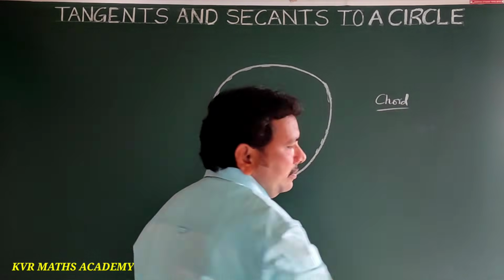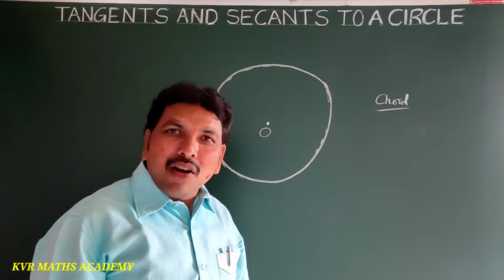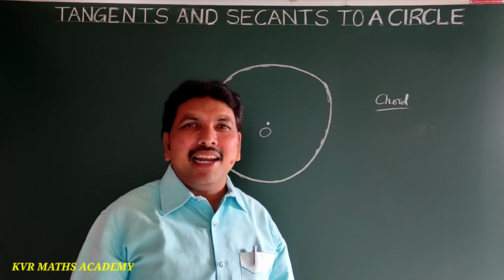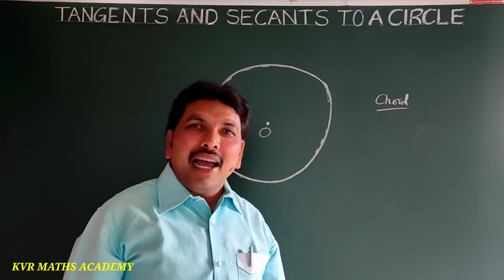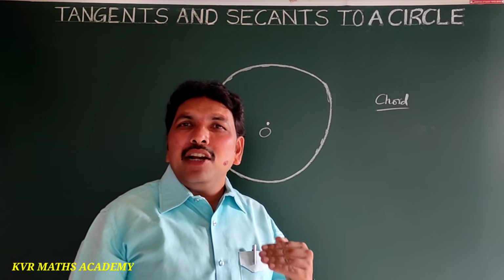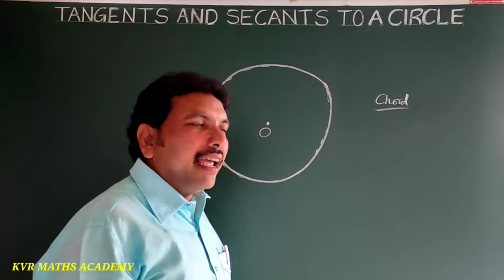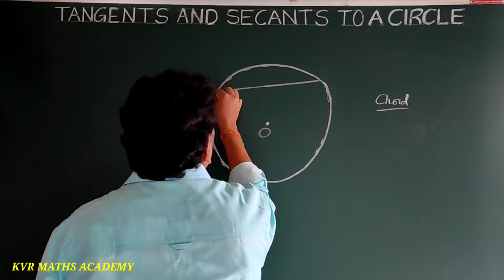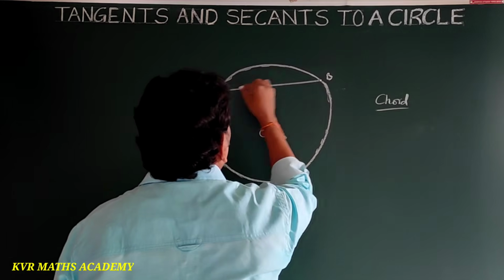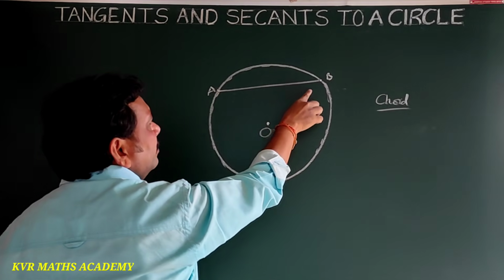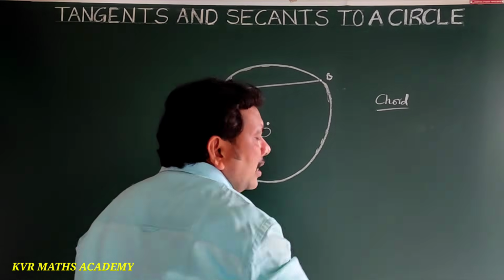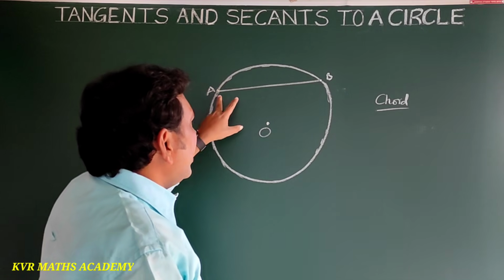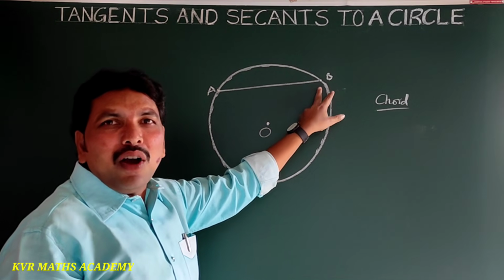What is a chord? A line segment which is joining any two points on a circle is called a chord. Look here, suppose these two points I have taken A and B on the circle. So the line segment which is joining two points on the circle is called a chord.